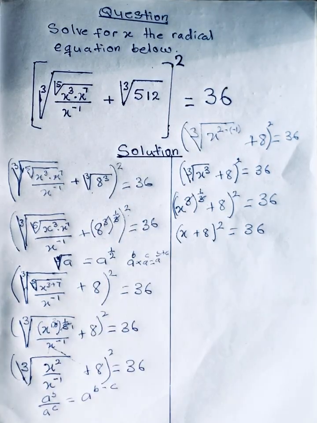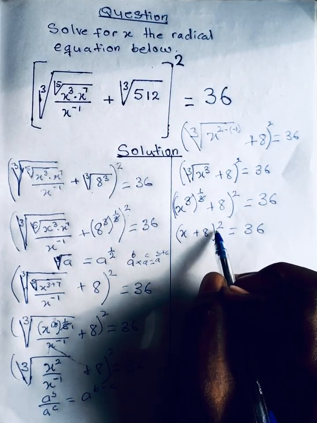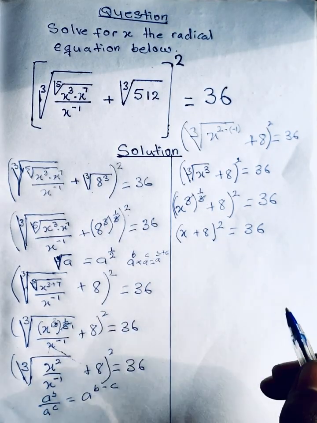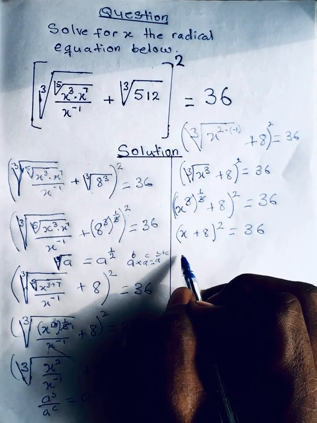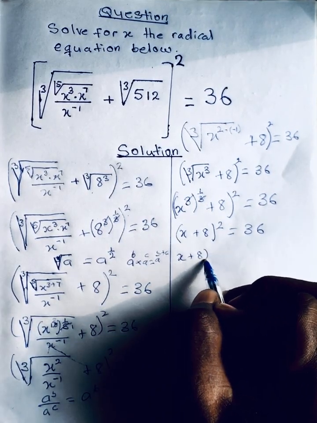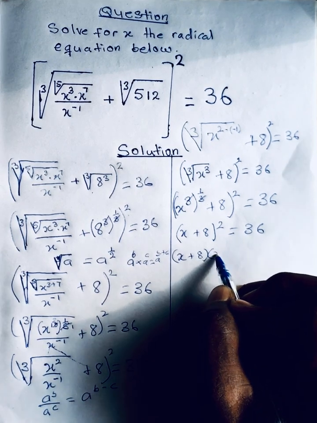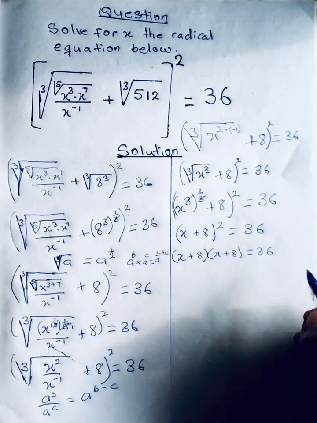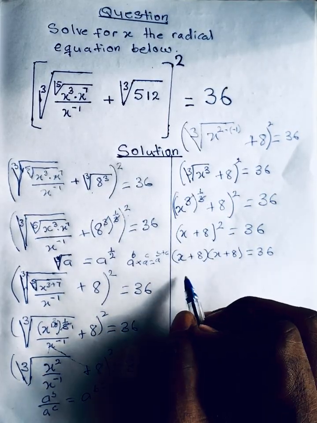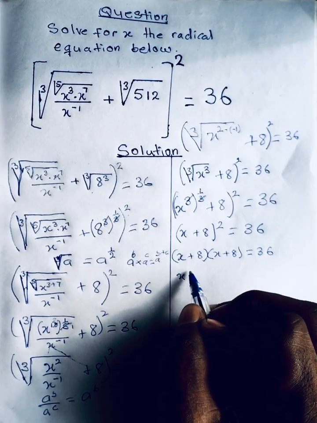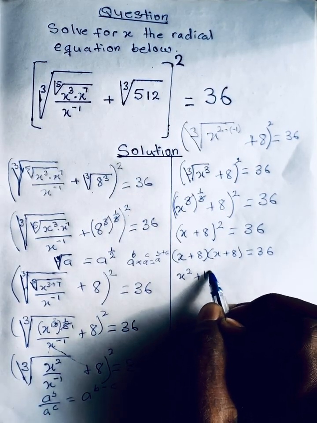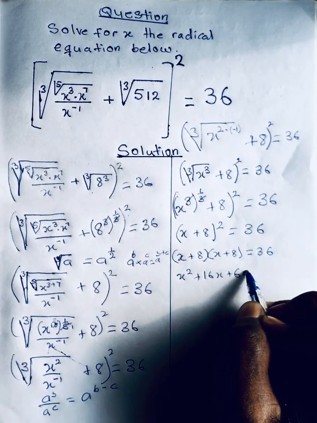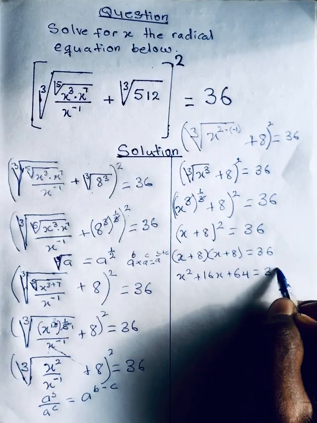In this case, we are going to simplify this, then we use the quadratic formula to solve for x. So this will be x plus 8 multiplied by x plus 8. This will give us what? 36. Simplify this, we get what? x squared plus what? 16x plus 64. This will give us 36.